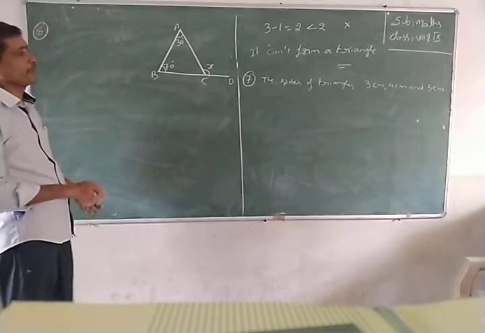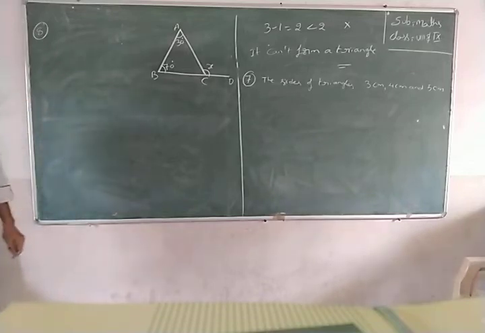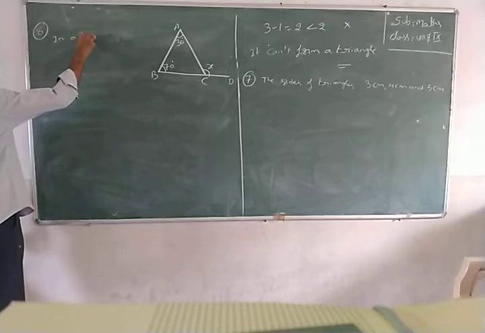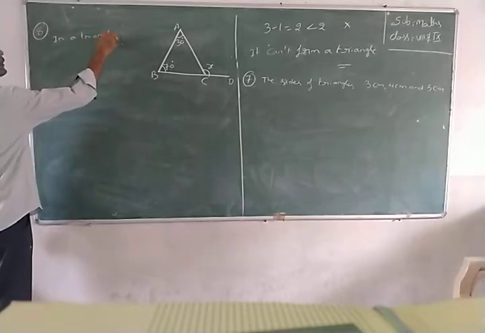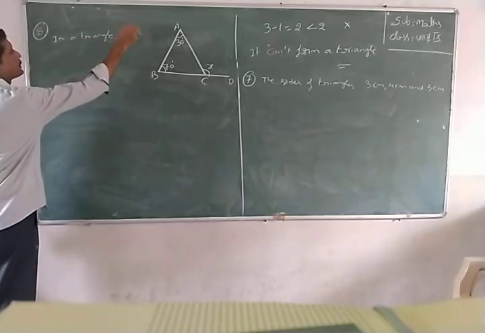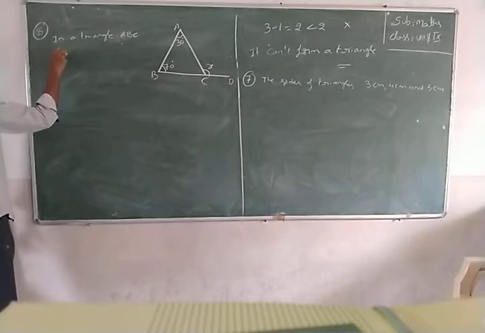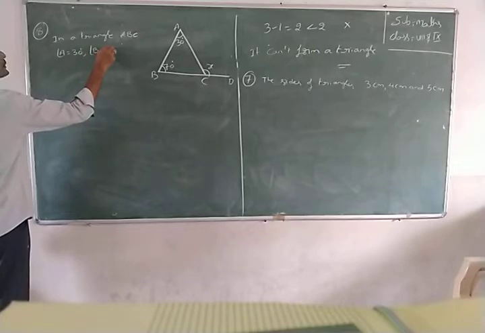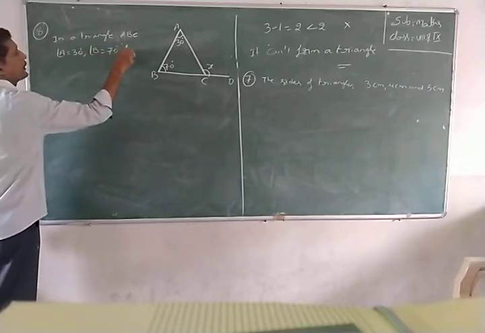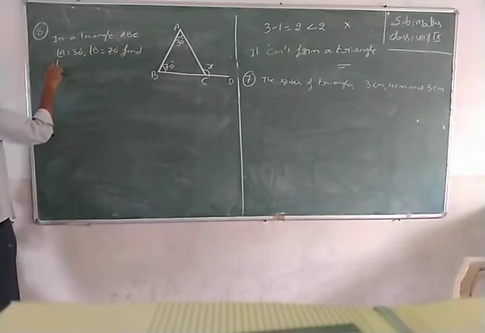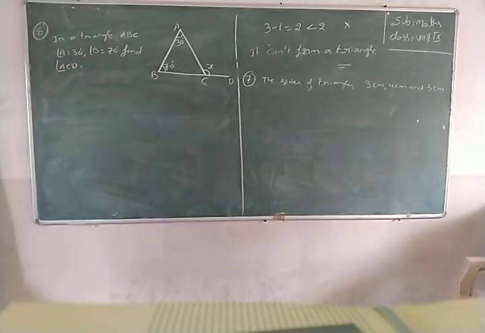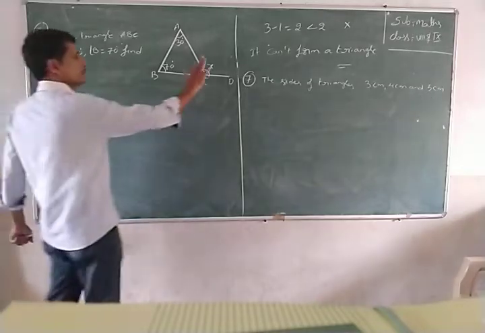Is there any relation between the interior angles and exterior angles in a triangle? Problem: in triangle ABC, angle A equal to 30 degrees, angle B equal to 70 degrees. Find angle ACD. This time also we will do two methods. First, close this one.